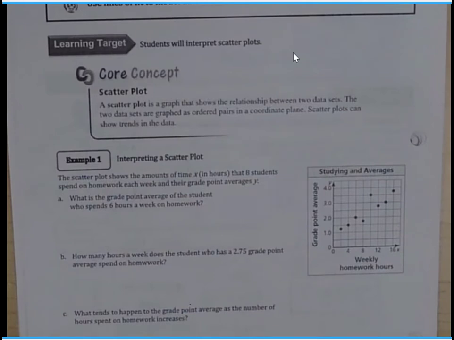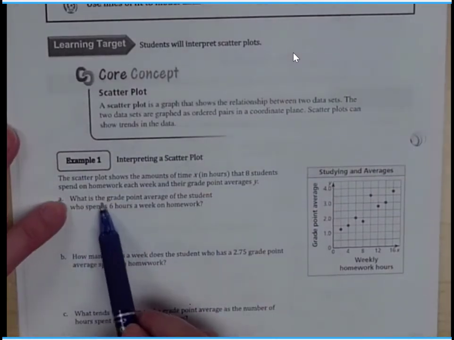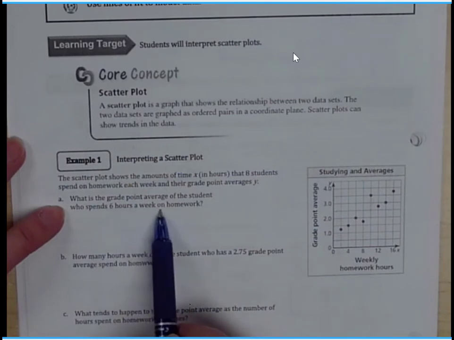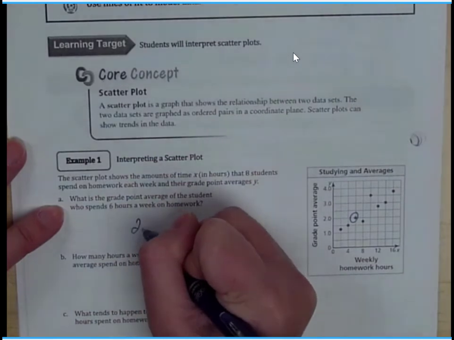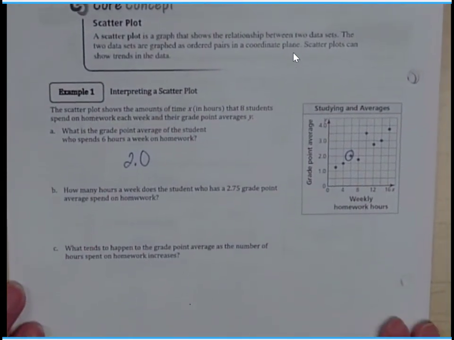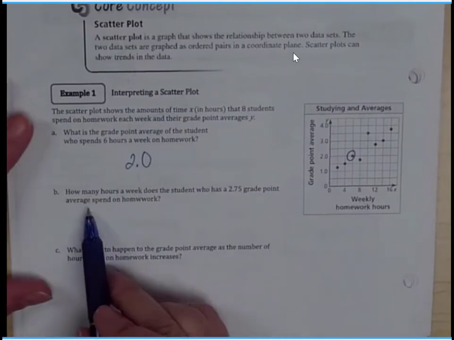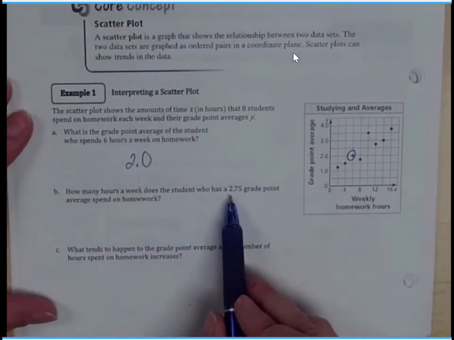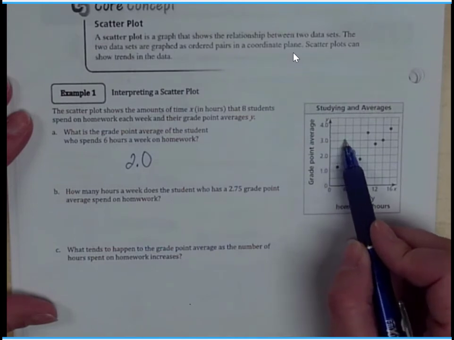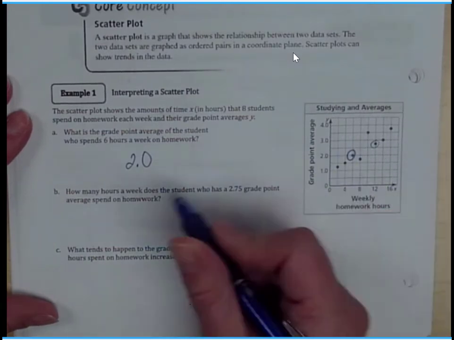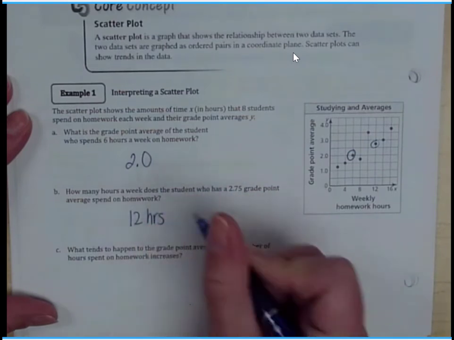The scatter plot shows the amount of time, X in hours, that 8 students spend on homework each week and their grade point averages in Y. What is the grade point average of a student who spends 6 hours a week on homework? So if I look right here, their grade point average is a 2.0. Now, let's take a look at this one. How many hours a week does a student who has a 2.7 grade point average spend on homework? Well, here's 2, 2.5, 3. So right about here, that would be 12 hours.